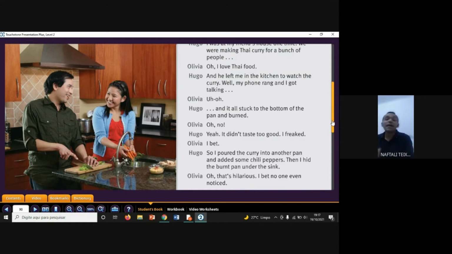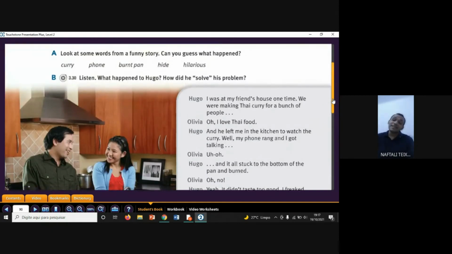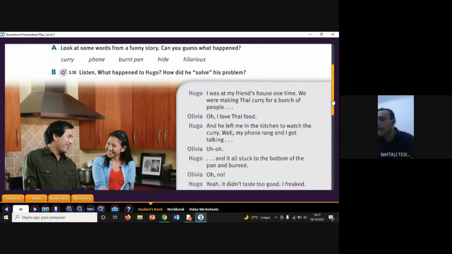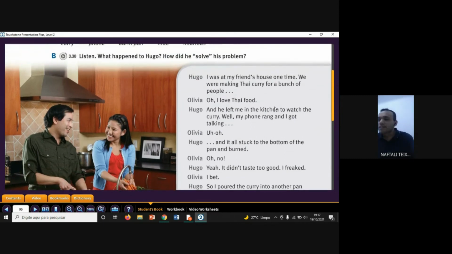All right, and then he put the pan under the sink, right? To try to hide the burnt pan. Yeah, that's it. Good. So that was what he did to try to solve the problem, right? He tried to hide the burnt pan under the sink. Okay? Good. So now let's practice the conversation.